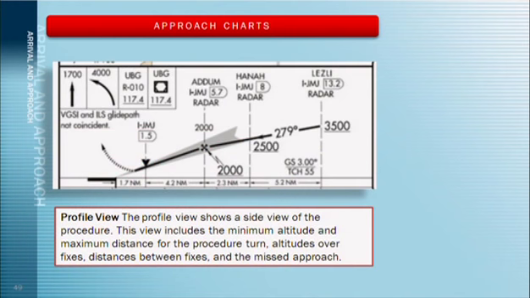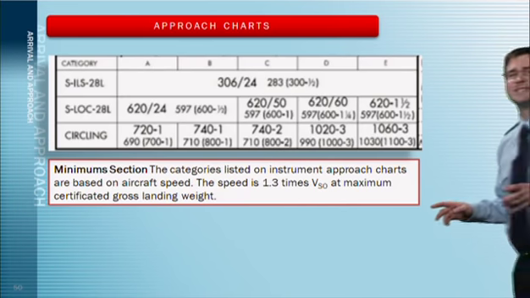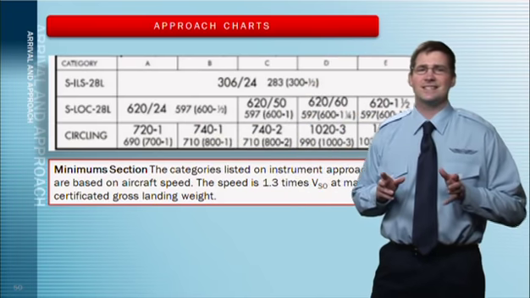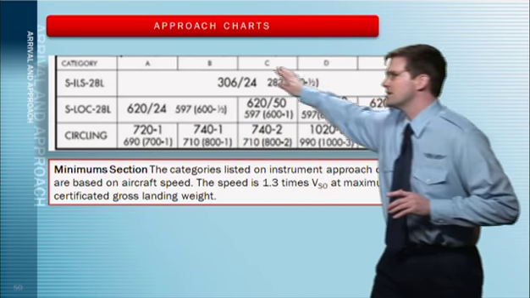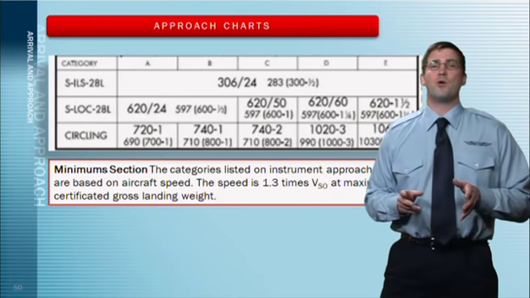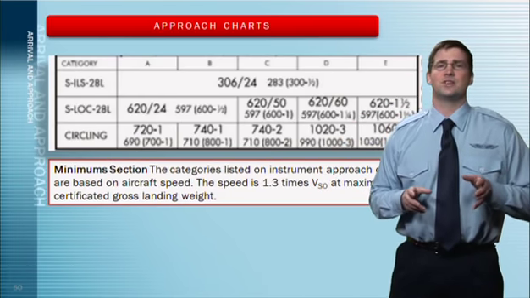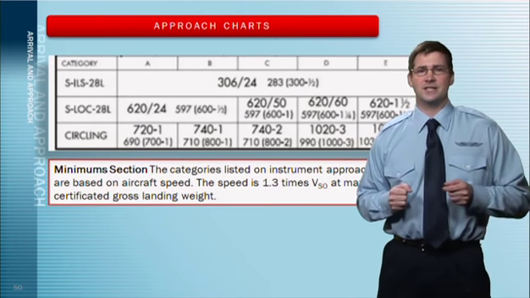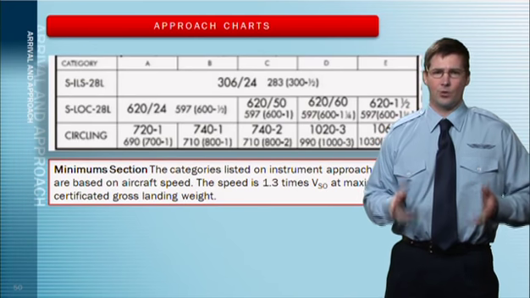The profile view shows a side view of the procedure. This view includes the minimum altitude and maximum distance for the procedure turn, altitudes over fixes, distances between fixes, and the missed approach. The minimum section is enlarged right here. The categories listed on instrument approach charts are based on aircraft speed. These are the categories that you see right across the top. Now the speed is 1.3 times VSO at maximum certificated gross landing weight. Basically, the faster you fly, the higher your ceiling requirements and the greater your visibility requirements.